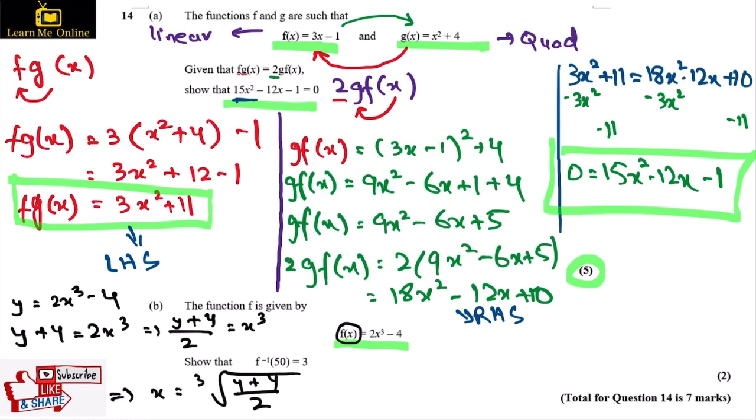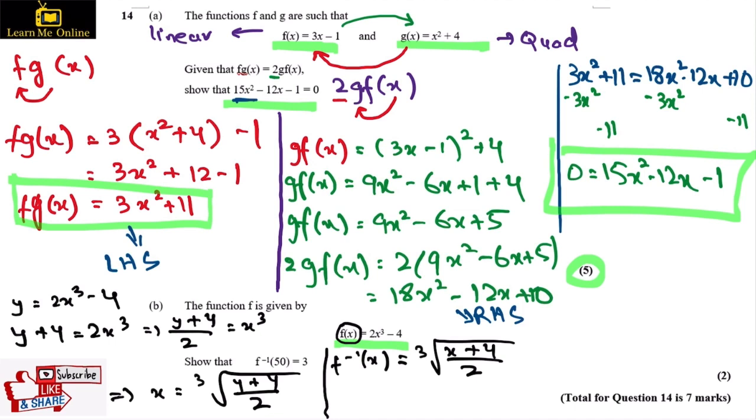Okay. Once you have made x the subject, the last step is to change your x variable into the f inverse of x, which I'm doing now. And the y variable would be changing into the x form. So that would be the cube root of x plus 4 over 2. This is what we have found the inverse function to be.